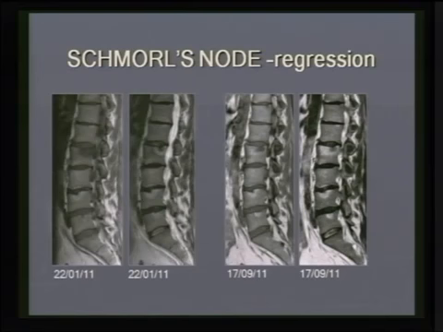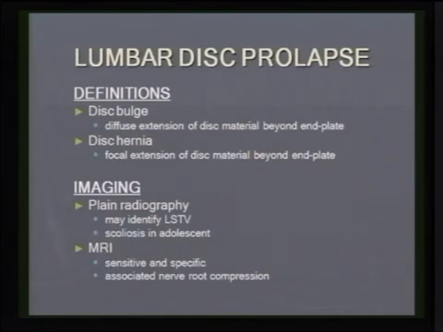The reactive changes around Schmorl's nodes can also progress. So on your right-hand side, we have type 1 reactive end plate changes in the superior end plate of L2 back in January 2011. And 8 months later, they've progressed on to type 2 changes with healing of the node and presumably some resolution of the patient's symptoms.